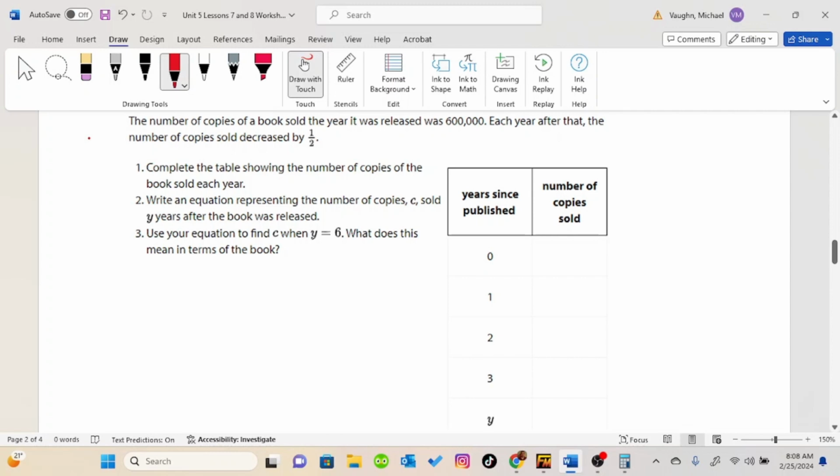The number of copies of a book sold the year it was released was 600,000. Each year after that, the number of copies sold decreased by 1/2. Number 1. Complete the table showing the number of copies of the book sold each year. So 0 years since published would be the original amount, 600,000.